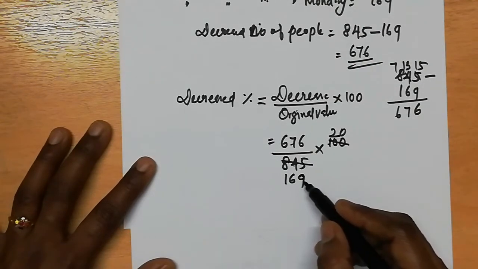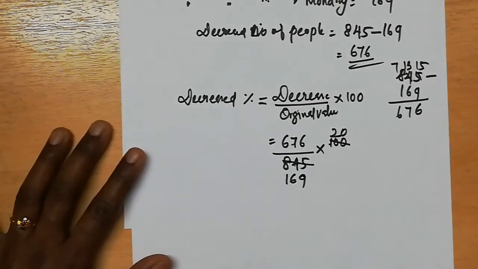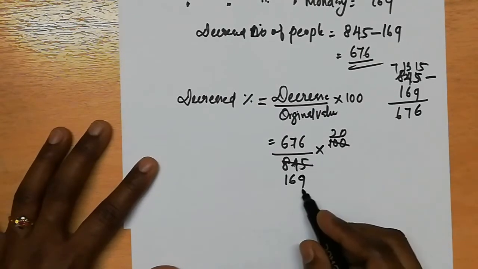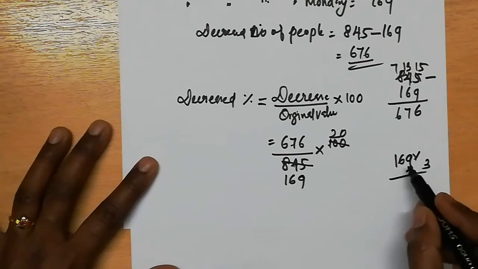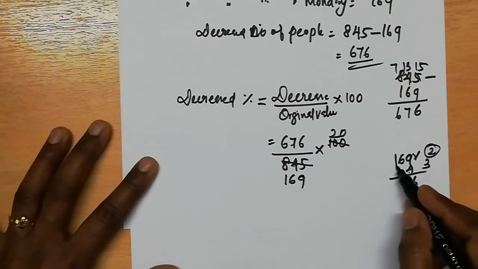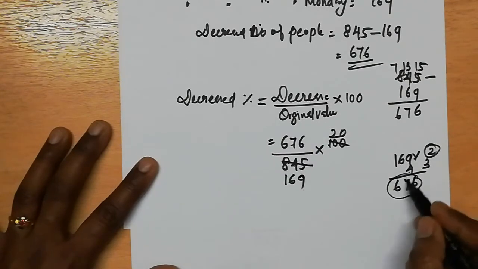So in the 9's table it is coming. 9 1s are 9, 9 2s are 18, 9 3s are 27, 9 4s are 36. So we will try with the 4. 169 into 4. 9 4s are 36. Remainder is 3. 6 4s are 24 plus 3, 27. Remainder is 2. Then 4 1s are 4 plus 2, that is 6. So we will get 676.